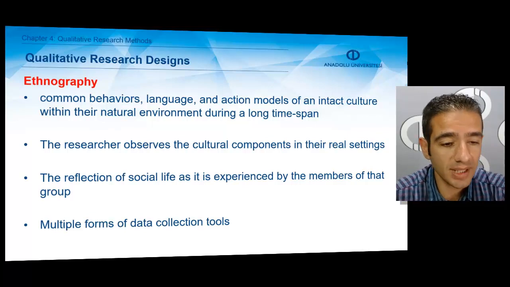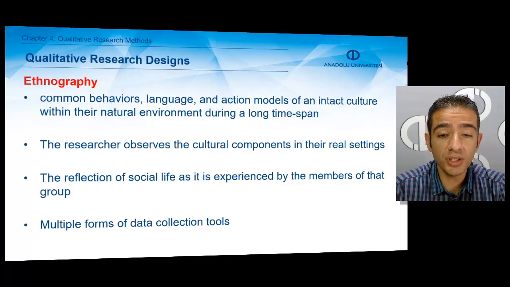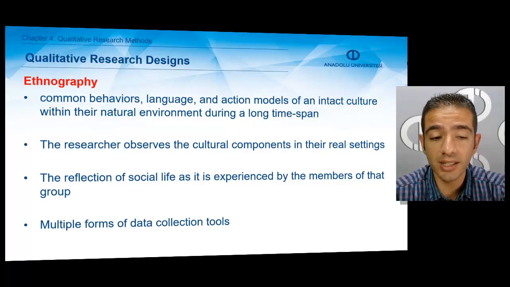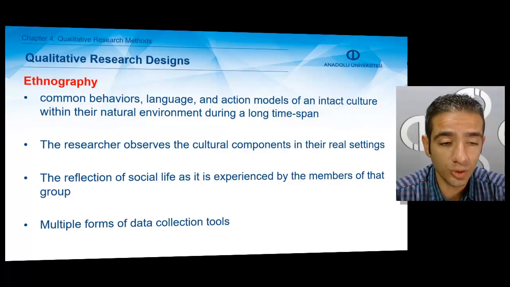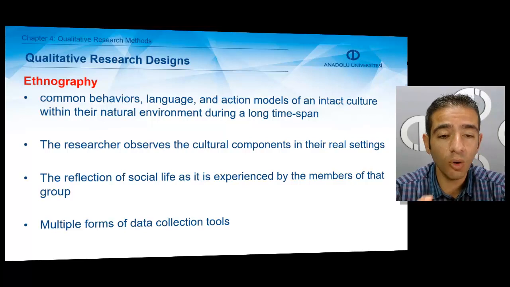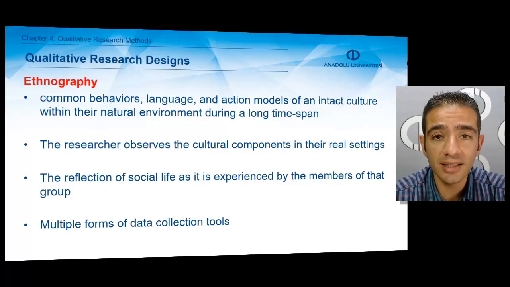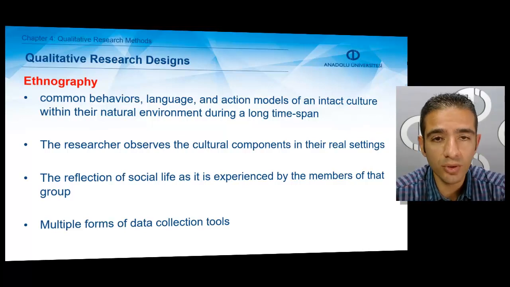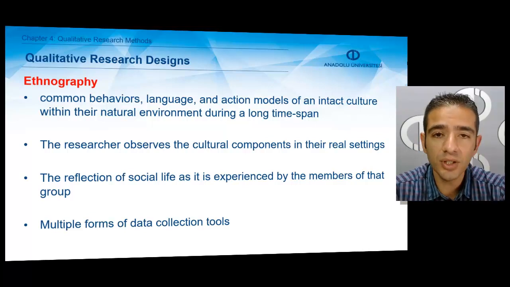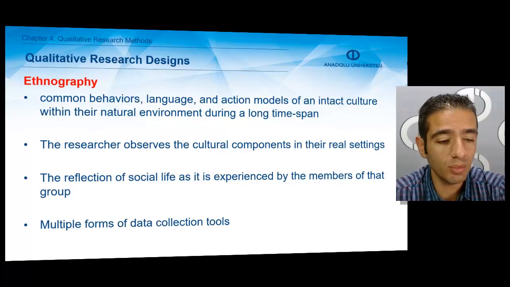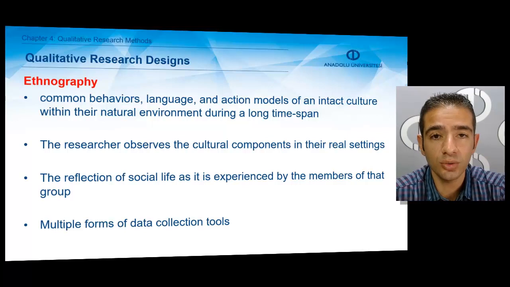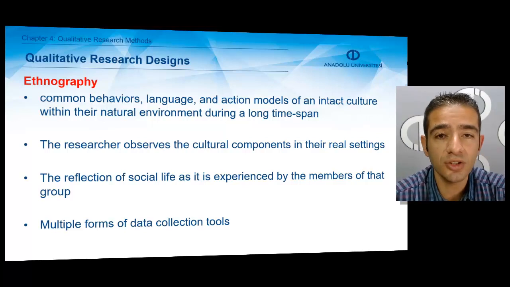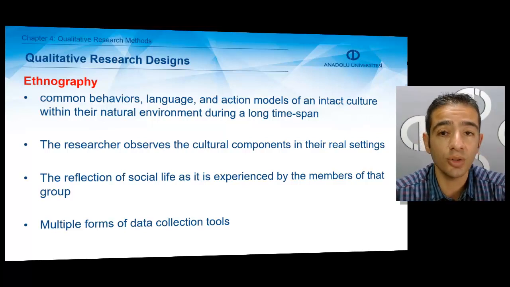We try to present the reflection of social life as it is experienced by the members of that group. The focus is on the culture they create in their social group. And of course, just like in the case study, the researcher again benefits from multiple forms of data collection tools such as observation, interviews, diaries, and document analysis.